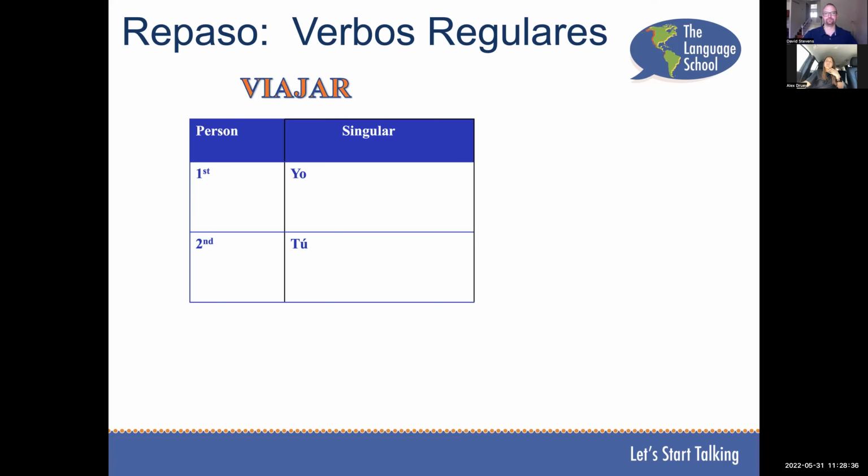Viajar. To travel. Yo viajo. Tú viajas. Muy bien, Alex. Desear. To want. Yo deseo. Tú deseas. Comer. To eat. Yo como, tú comes. So this one switched over to an ER verb. Yep.